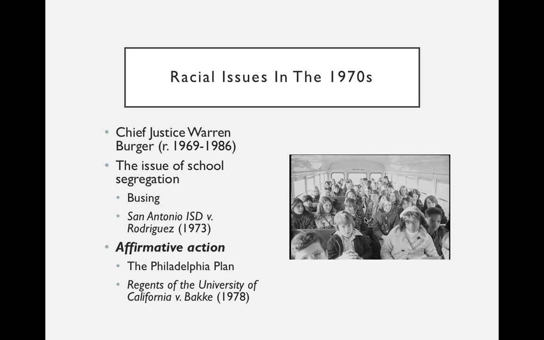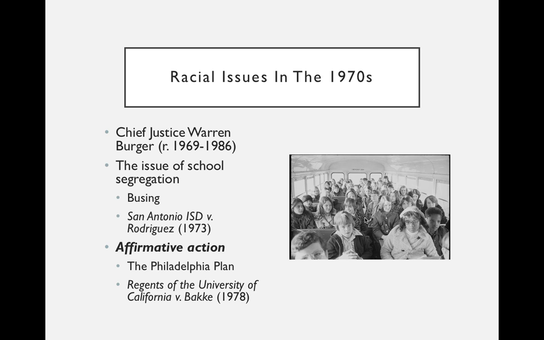But we're going to see the Burger Court have to tackle a wide variety of issues. Warren Burger was nominated by Lyndon Johnson, in an election year, he was nominated in 1968. And what was interesting was he was not Johnson's first choice.